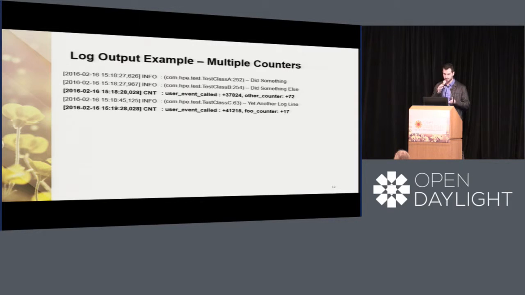Of course, the purpose of the infrastructure is to support as many counters as you want, right? So you can have 50 different counters. In this example, we see that other counter was incremented 72 times, and after 1 minute, it wasn't incremented at all, but a different counter called foo counter was incremented 17 times. Remember, the alternative is just log prints for that.